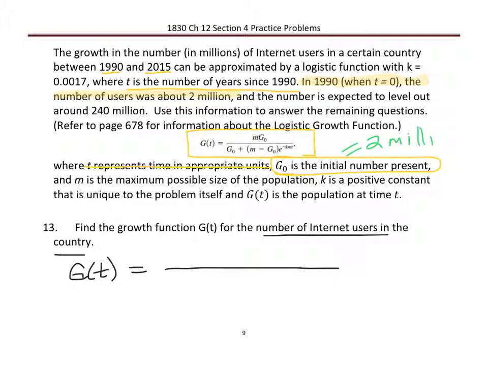And we're just going to call it million. We're not going to write out 2 with all the zeros. So that means that 2 is going to show up in our formula here, here, and here.